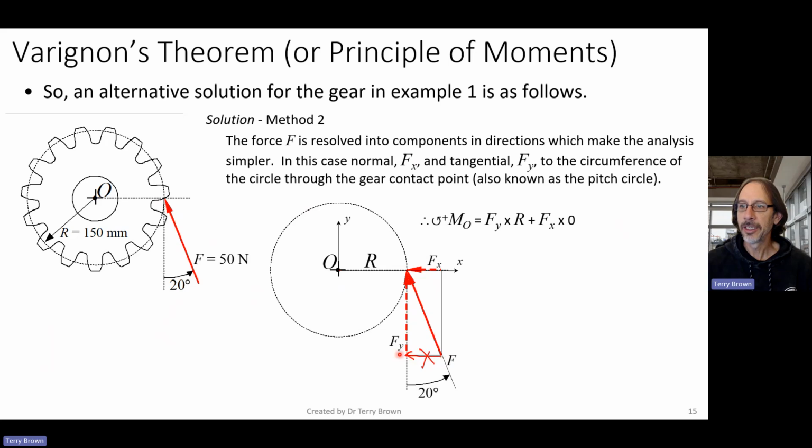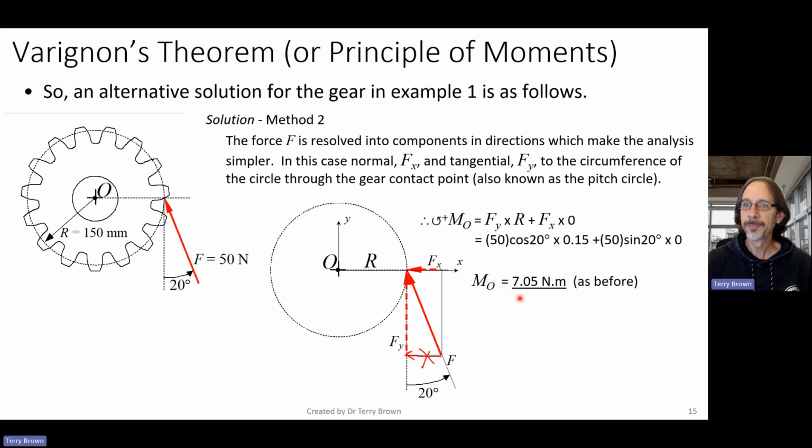If you draw Fx down here, it looks like its line of action is at some distance from point O, when it isn't. Okay, so you might say, well, I can think through that when I do the problems, I know that it's actually here. Well, yeah, great, but why not draw it where it's supposed to be? All right, so putting in our values now, and we get the same answer that we got before. Okay, so that's Varignon's theorem, or the principle of moments.